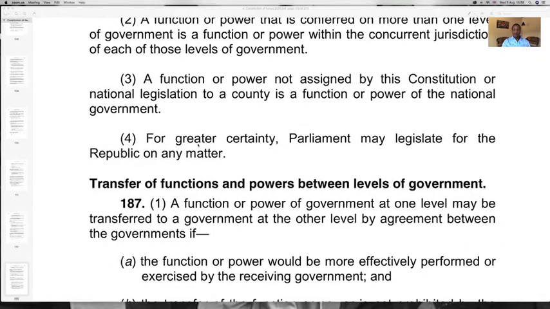A function or power not assigned by this constitution or national law to a county is a function or power of the national government, in that if a function or power is not given to the county government, that power and function is given to the national government.